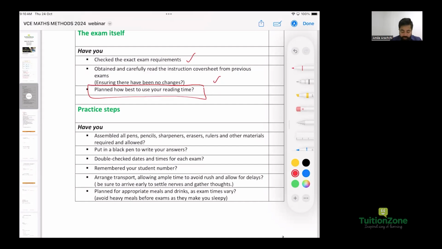Ren, what do you do in the reading time? Do you actually read them fully or you try to work out some questions? What's your plan? I check which questions I can do that are easier.